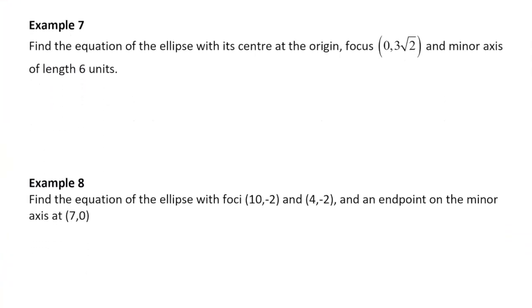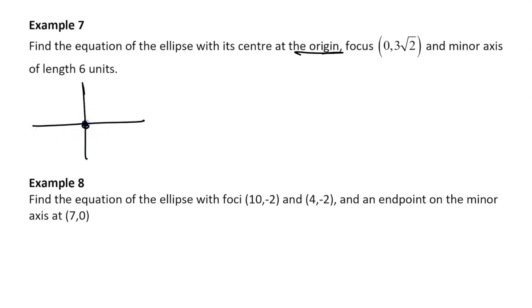Okay, a couple more examples. Find the equation of the ellipse with a center at the origin. So again, we get to use 0, 0 with a focus of 0, 3 root 2 and the minor axis of length 6 units. Okay, so we could do a mini sketch if we want, and that could potentially help us out.